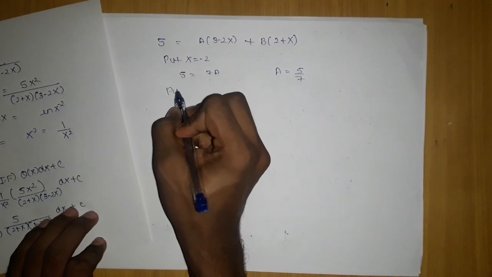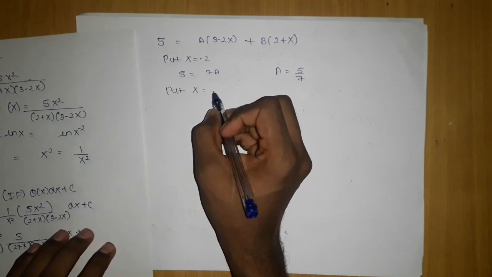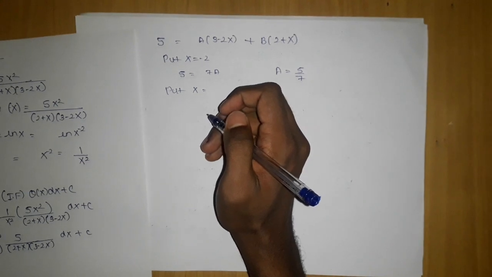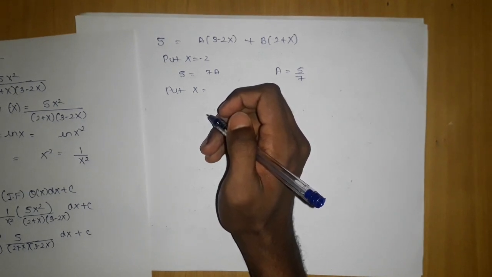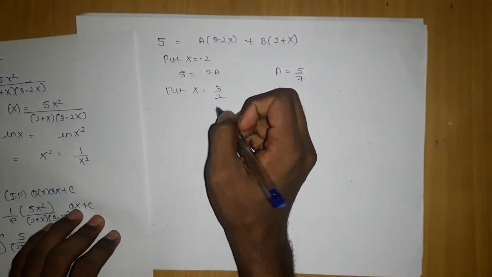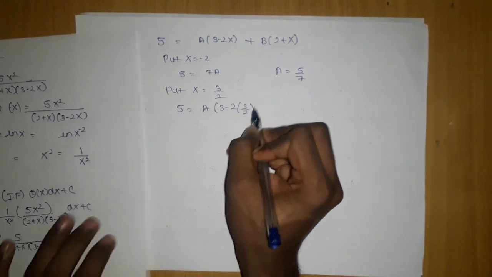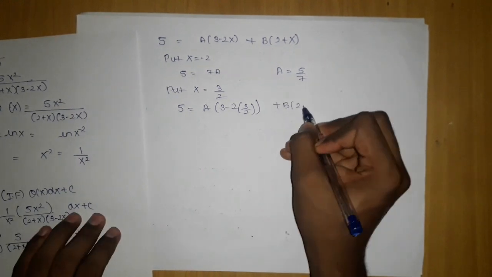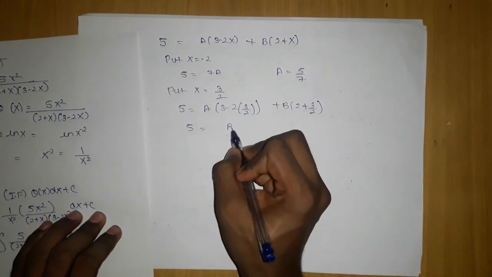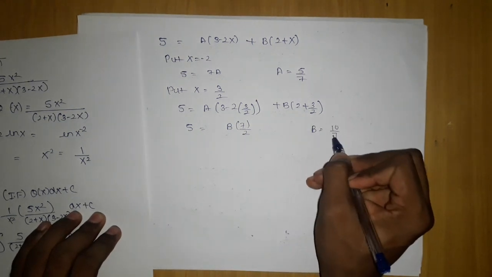Similarly, put x equals, not 2 by 3, 3 by 2. Yes, put x equals 3 by 2. If you put x equals 3 by 2, what you are going to get? 5 equals a into (3 minus 2 into 3 by 2) plus b into (2 plus 3 by 2). The first term automatically becomes 0. 5 equals b into 7 by 2, which gives b equal to 10 by 7. So this is our b value.